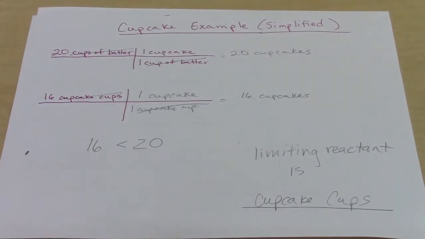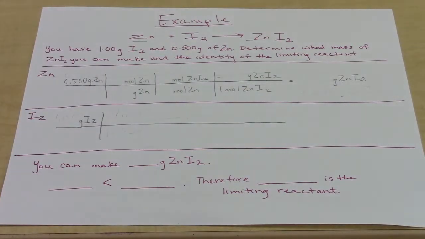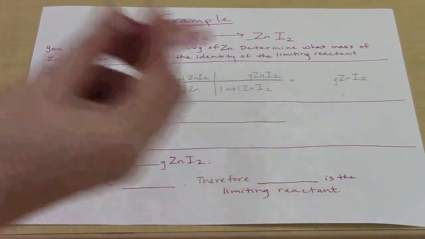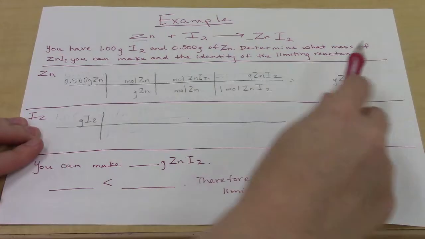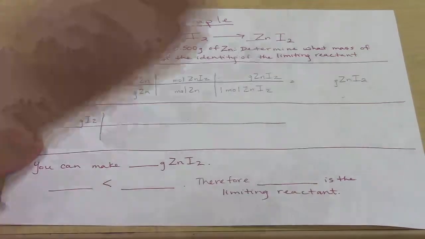All right, now let's get more technical. In this example, we're combining zinc and iodine gas to make zinc iodide. That equation is already balanced. If it weren't, you would need to first balance it, of course. Here's the question. You have 1 gram of iodine gas and 0.5 grams of zinc. We're determining 2 things: what mass of zinc iodide you can make and the identity of the limiting reactant.